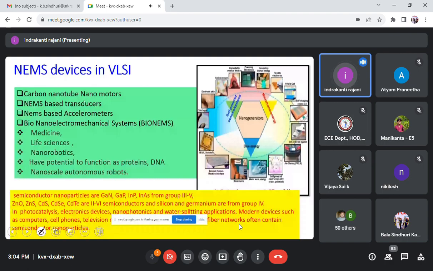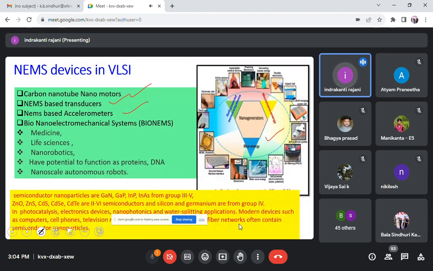So for the NEMS devices, I can show here the nano generators. These nano generators, nano robots, and nano motors are made with carbon nanotubes. The names nano motors and nano generators themselves mean that the materials used, whether 1 dimension, 2 dimension or 3 dimension, are carbon nanotubes. And NEMS based transducers, accelerometers.